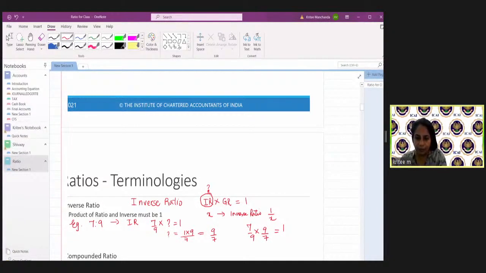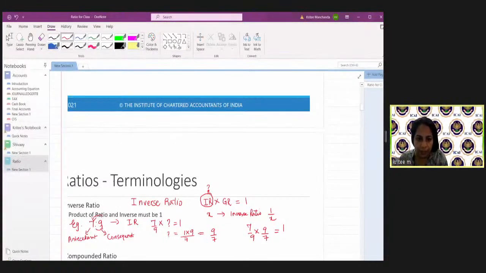So very quickly, let us just revise whatever we have learned till now. In this particular ratio, 7:9, I have to identify the terms. I just talked about 3 terms here. 7 is antecedent, 9 is consequent. And inverse simply means interchanging the position of the 2 numbers. That is, antecedent becomes consequent and consequent becomes antecedent.